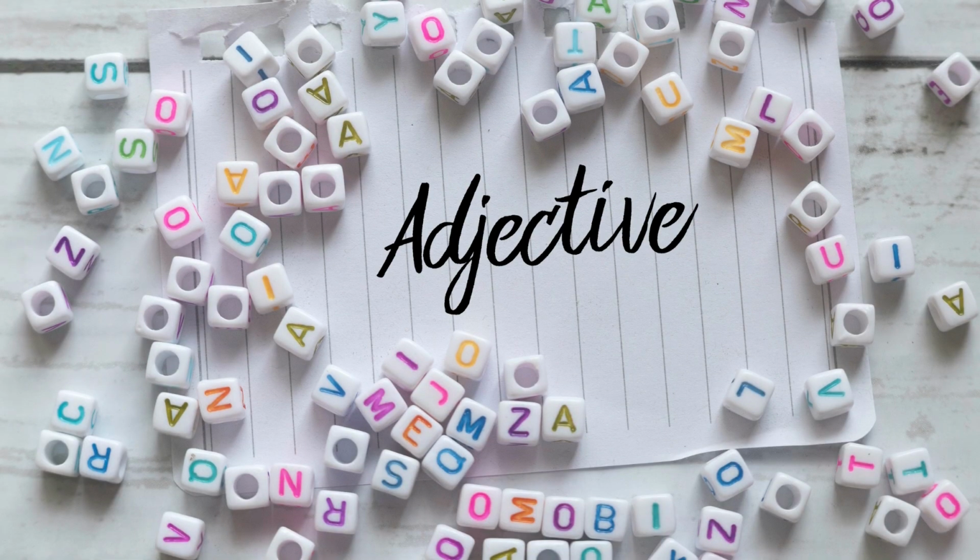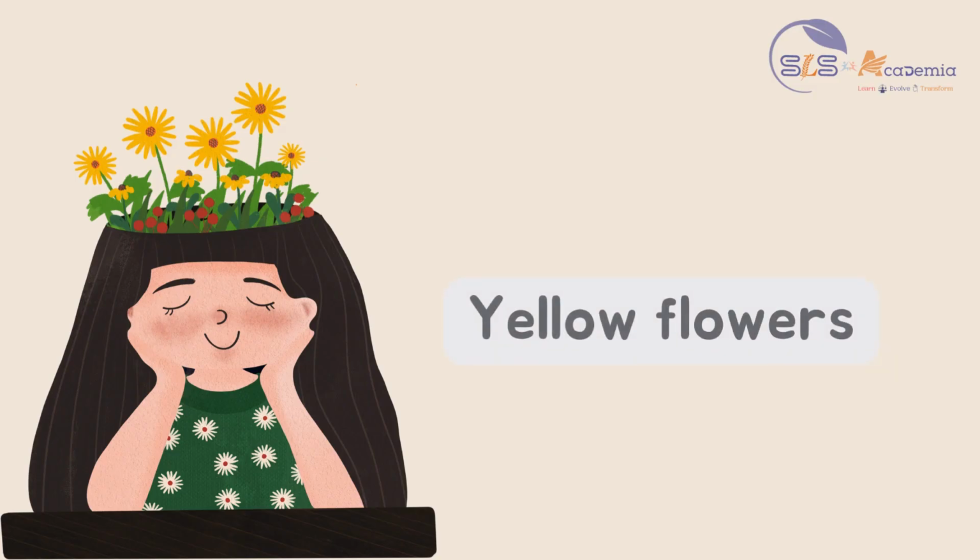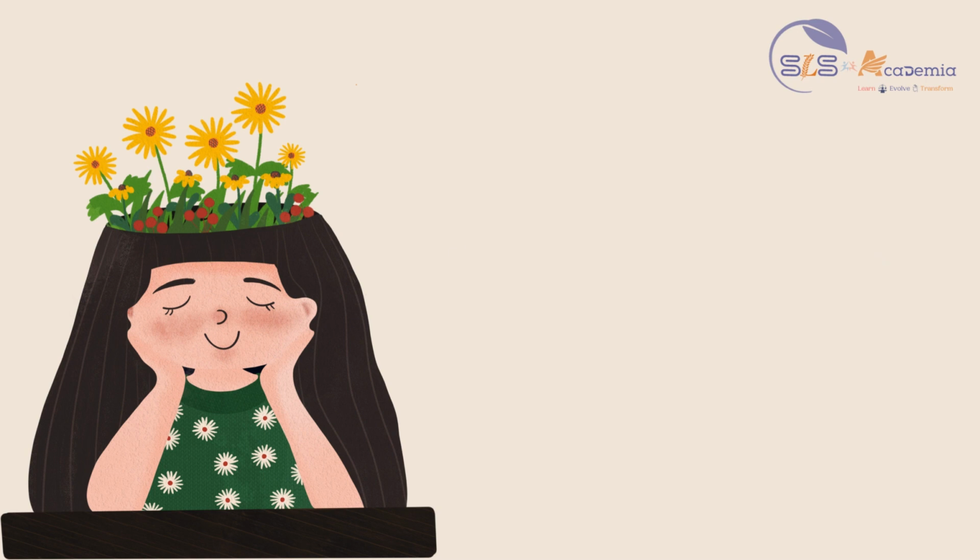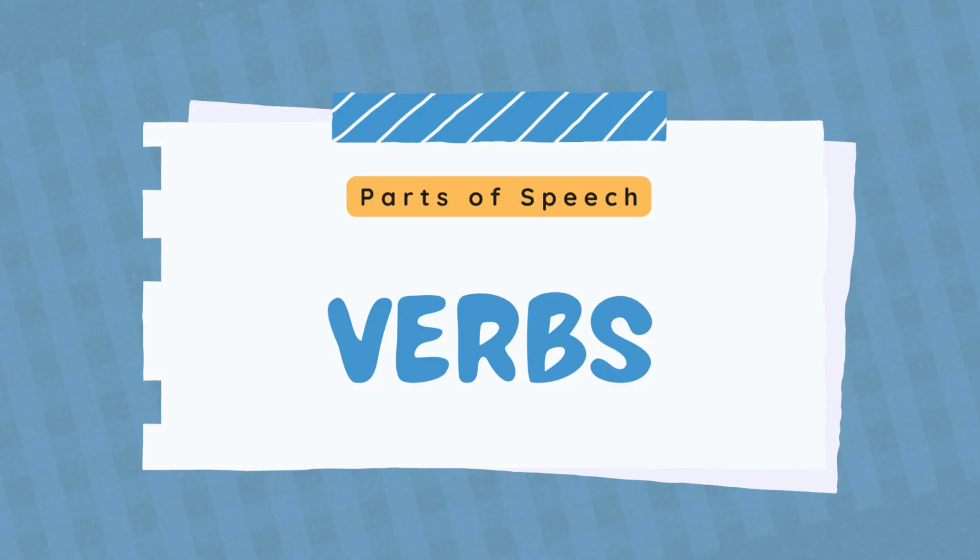Understanding adjectives is crucial in making a sentence more interesting and descriptive. By using adjectives, we can paint a picture in the reader's mind and make our writing or speech more engaging. Now let us move on to the next part of speech, verbs.